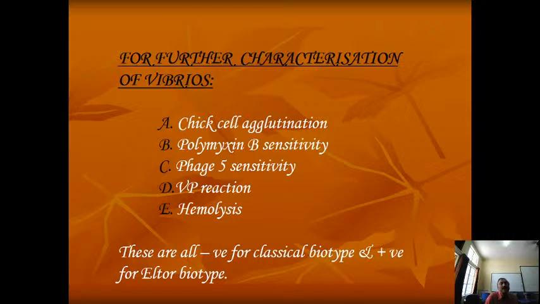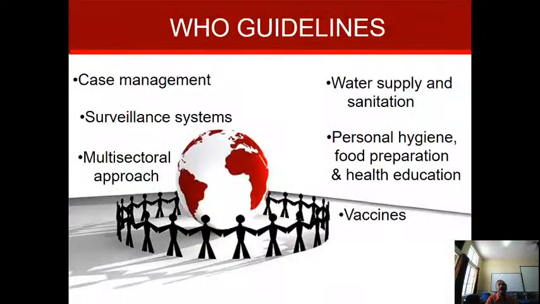For further characterization of Vibrios, you would like to do a chick cell agglutination, a polymyxin B sensitivity, phage 5 sensitivity, or VP reaction or hemolysis. All these are negative in the classical biotype and positive in El Tor. So it's very easy to find out what variety of cholera this is.